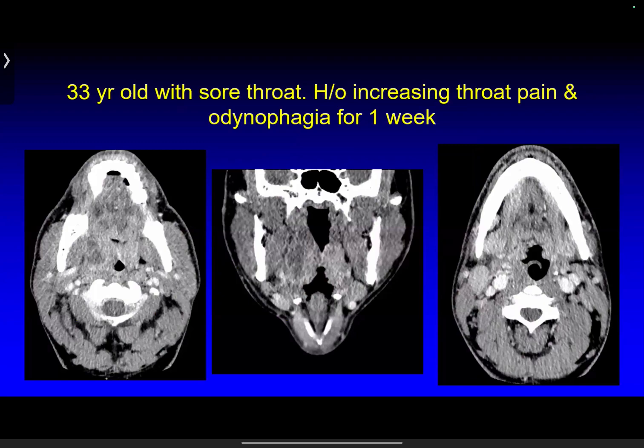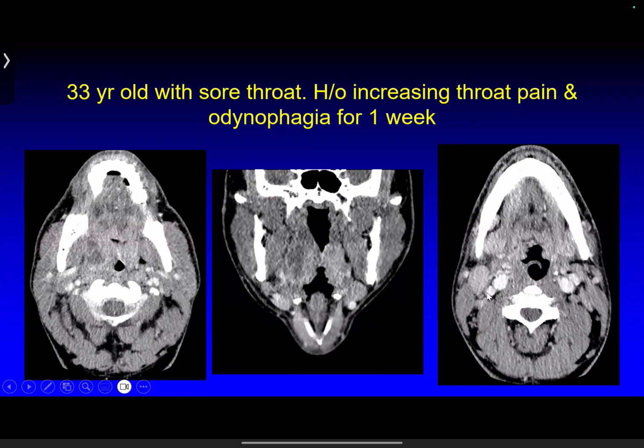The next patient in the ER today is a 33-year-old complaining of sore throat, with increasing throat pain and odynophagia for 1 week. Again, a CT neck with contrast was obtained, and at the level of the mandible, there is diffuse enlargement of the palatine tonsils, which approximate in the midline, the so-called kissing tonsils sign. And within the right palatine tonsil, you can appreciate this rim-enhancing fluid collection. It appears to be mildly septated, consistent with an abscess.